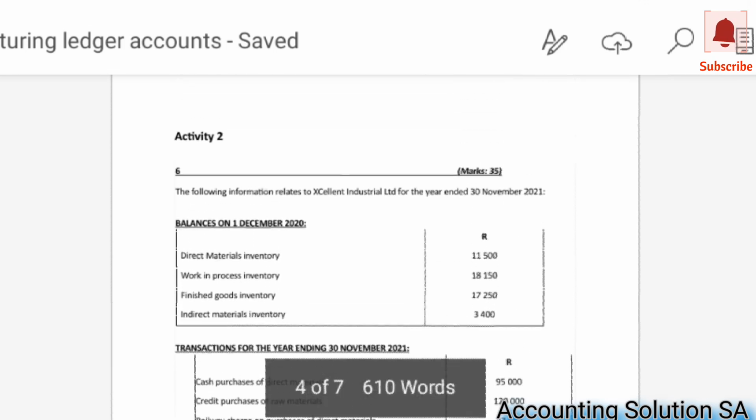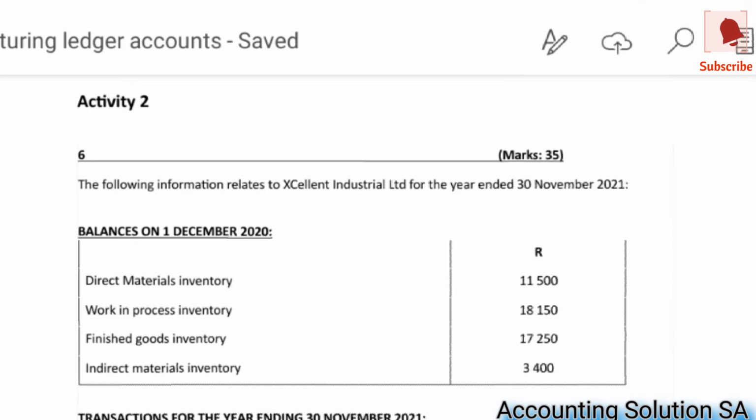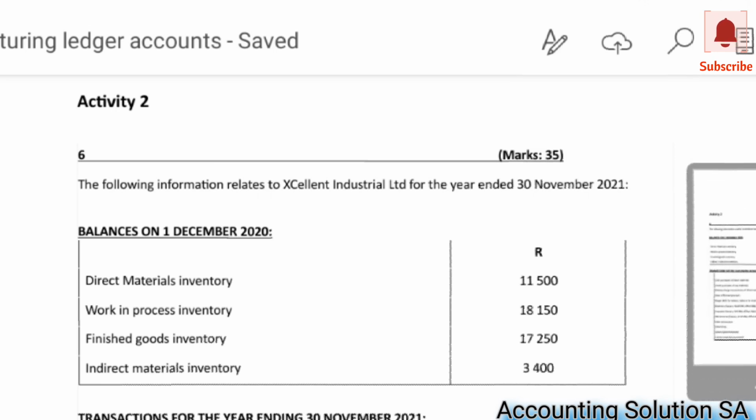Okay? Then now, let's go and check this one. They said the information related to Excellent Industry Ltd for the year ended 30 November 2021. Then balances on 1 December 2020. These are the opening balances, because our year ends 30 November, which means that the closing balance for last year is the opening balance for this year. Simple. Then we have direct material inventory, work in progress inventory, finished goods inventory, and indirect material balances.